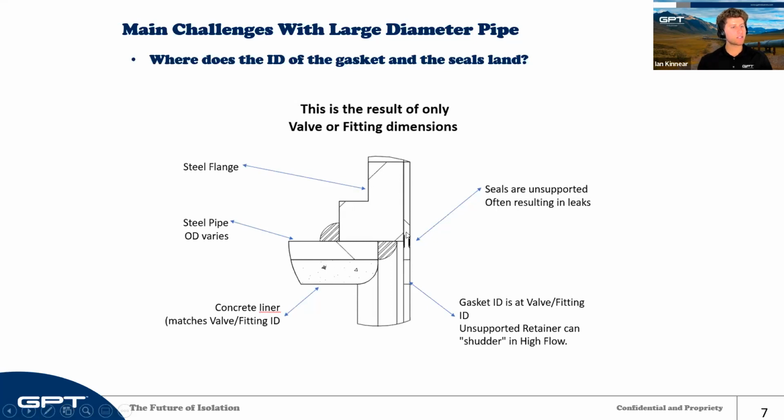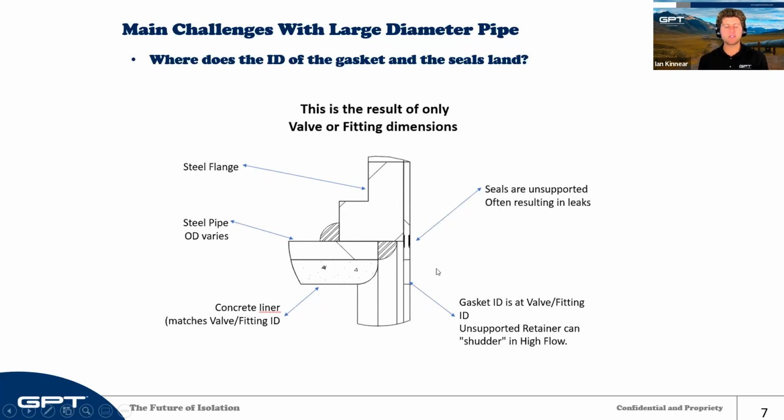Our sealing elements are only partially landing on a sealing surface just because we made the gasket ID to what we were told. And this concrete lining doesn't come all the way through. So we're not getting the compression on the seals that we're looking for in this case. This will often result in a leak. You're also going to have the gasket sitting in the flow of the pipe. You're going to get fluttering on that gasket, lifting these seals off as the pressure comes through.